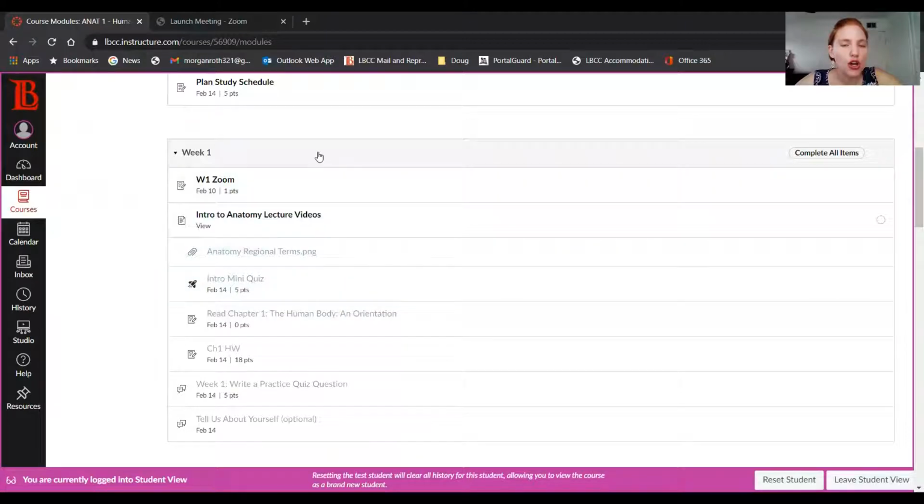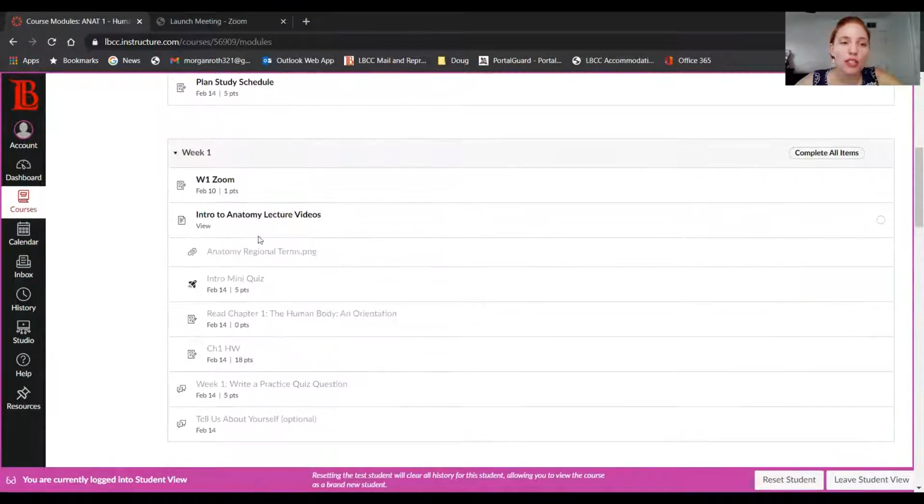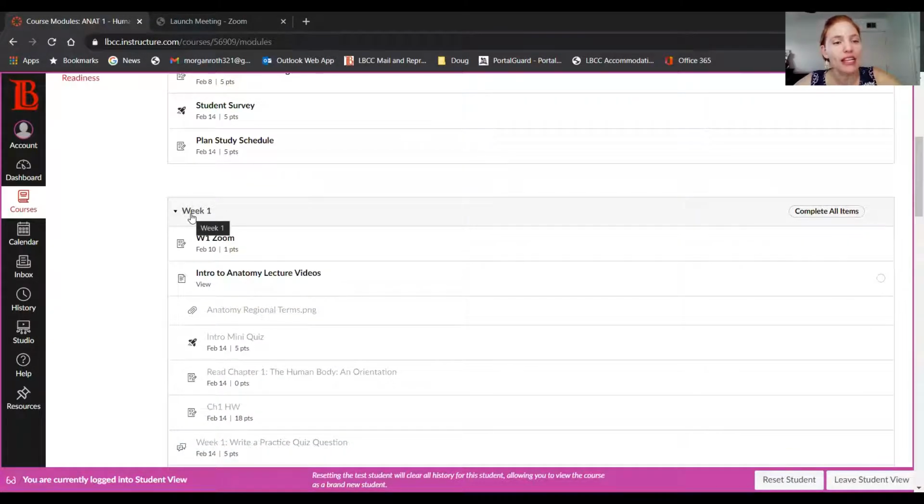Okay, so here, there's two module types. You have the ones that say week and then the week number, so for example, week 1, and there's another one that says practicum. The ones that say week are for lecture. Remember, this is really two classes rolled into one, a lecture and a lab, so we need both lecture and lab material. Usually they sync up, but not always. So the first one is week 1, that's week 1 for lecture. And then we have practicum 1, which is weeks 1 through 3. Practicum means lab, the week ones mean lecture.